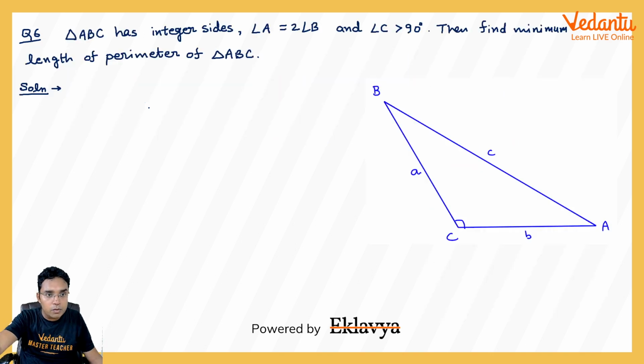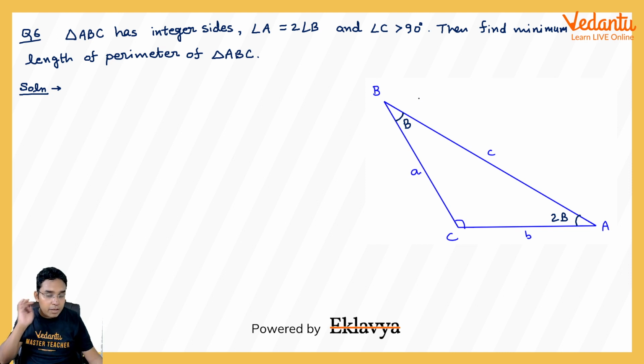Okay, now coming to the next question, that is question number 6. It says triangle ABC has integer sides. Angle A is 2 times B. So if this angle is B here, this angle is 2B, and angle C is greater than 90. So we have to find the minimum length of the perimeter of triangle ABC, and sides are all integers.